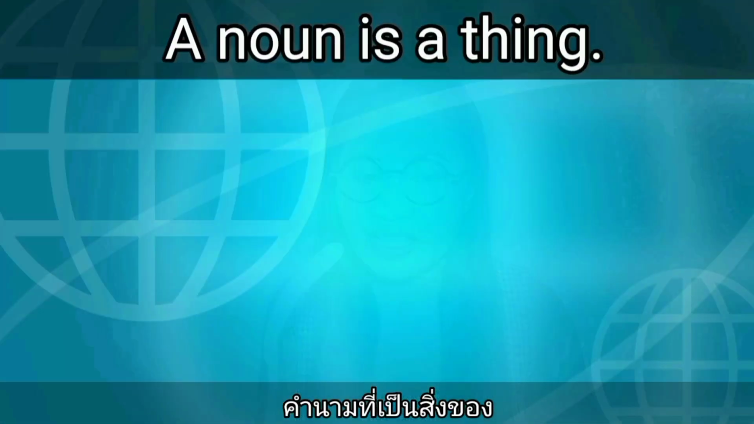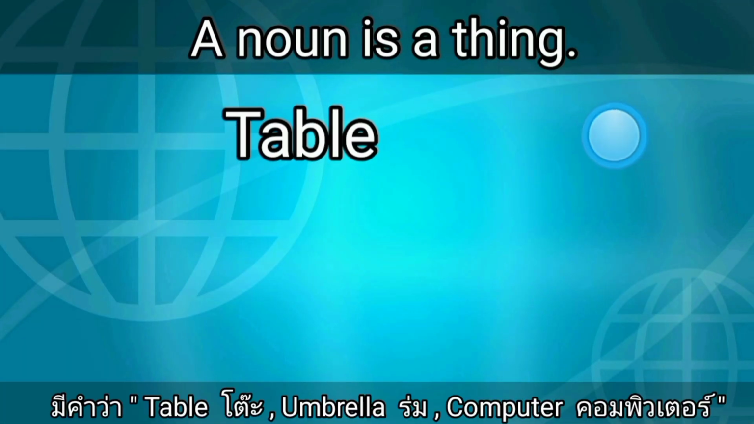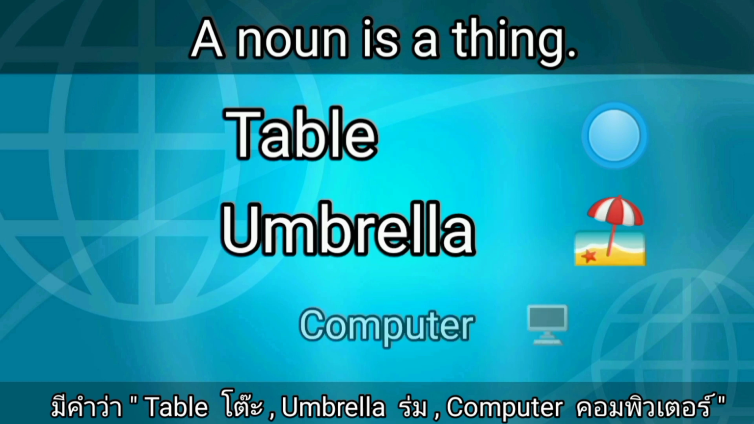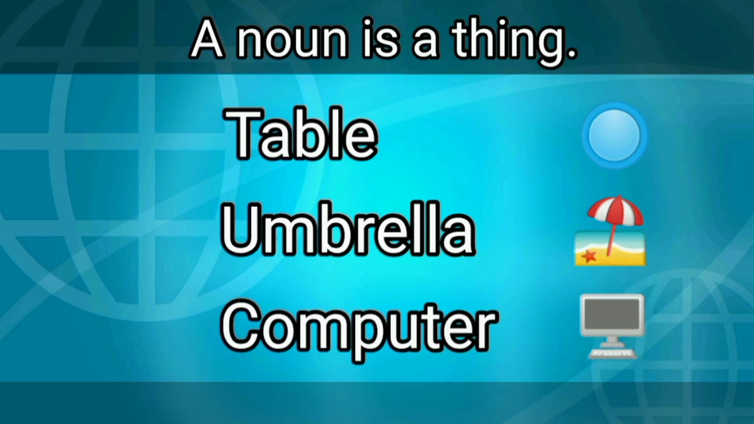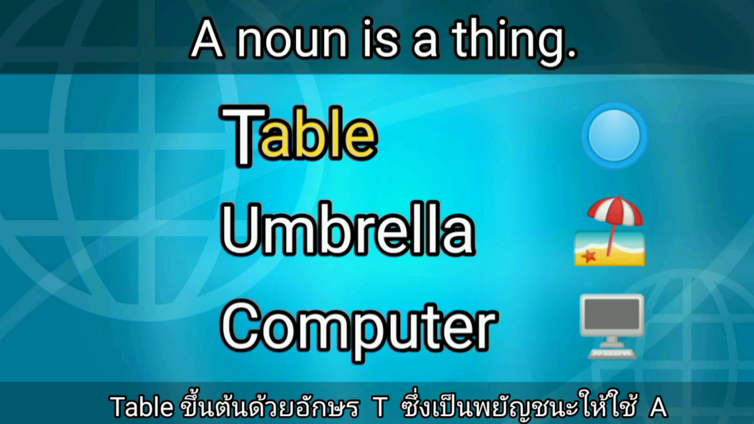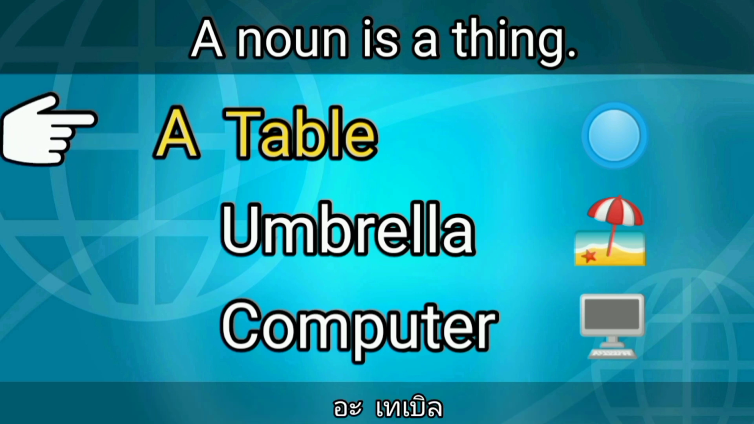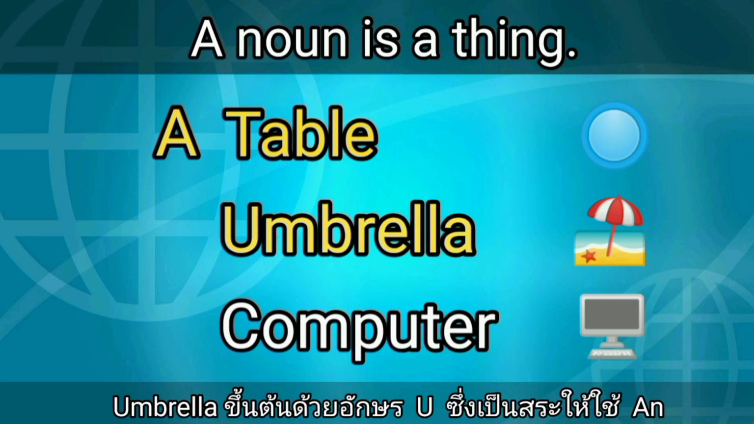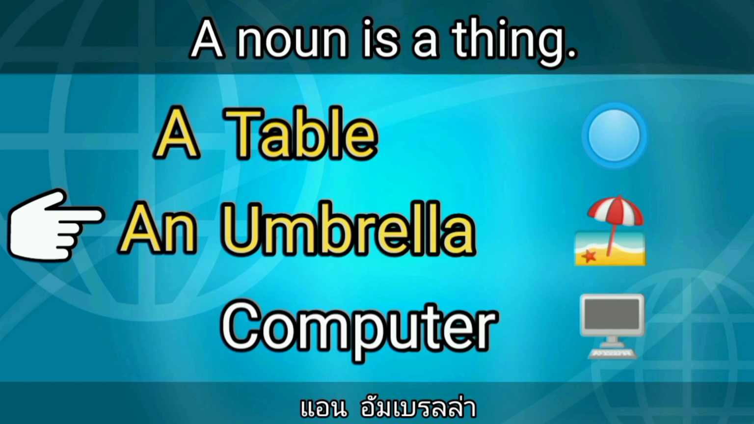A noun is a thing. There are table, umbrella, and computer. Table. Table starts with letter T. It is a consonant. Then put a table, a table. Umbrella. Umbrella starts with letter U. It is a vowel. Then put an umbrella, an umbrella.